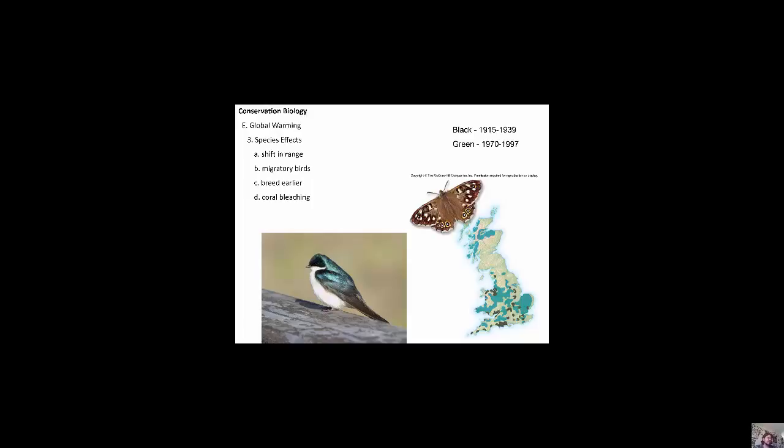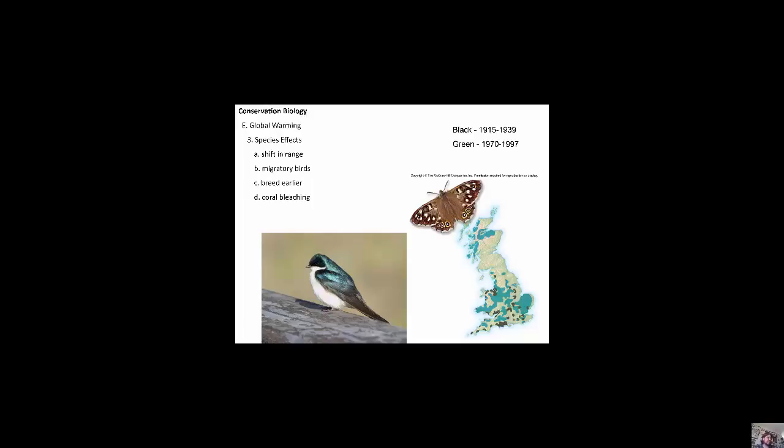Migratory birds are starting to arrive earlier at their summer breeding grounds. Tree swallows are starting to breed on average 9 days earlier than in the 1950s, which, I mean, that's great for the swallows, I guess, but you know, you're going to see a lot of negative impacts as well.